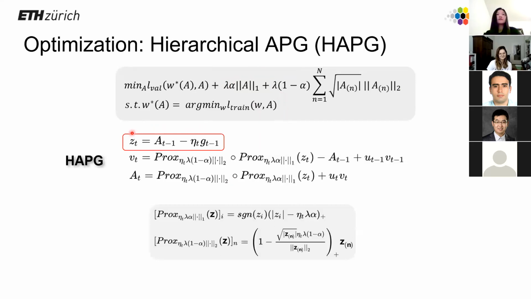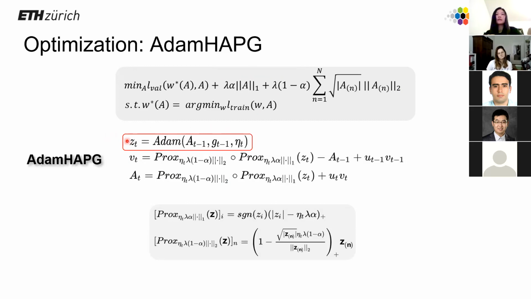We also have another variant of our optimization framework, and we improve this very simple gradient descent step in our original HAPG by a powerful Adam update. We formulate this improved version and name it Adam HAPG. Also in our experiments, you can see that Adam HAPG is helpful and more powerful. This is basically how we model our problem and how we propose a new optimization framework for our sparse group lasso regularized optimization problem.